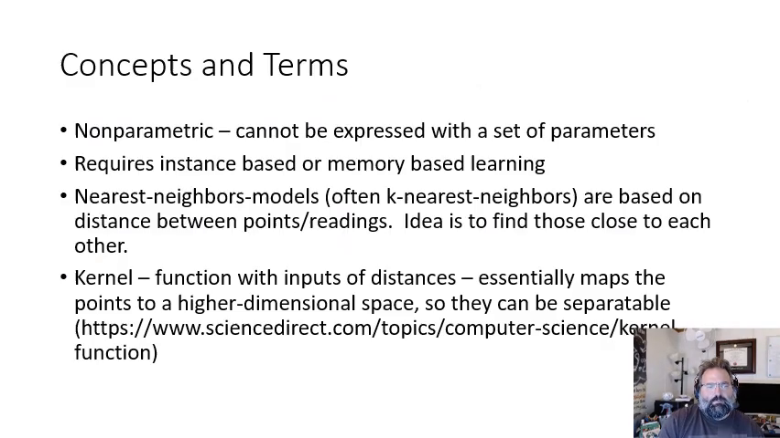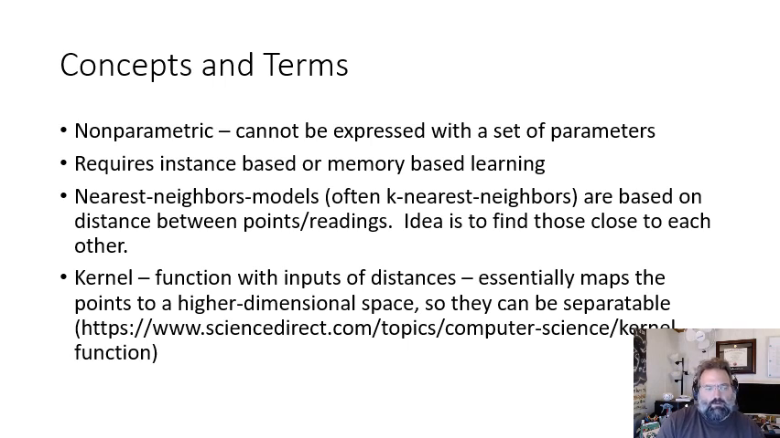Non-parametric models, all non-parametric means is basically that it's not a function that can be expressed with a set of parameters. Sometimes it's going to be something done through an additive sort of approach. Sometimes it may not really work that well. So in order to do this, it requires instance-based or memory-based learning to address this. Generally speaking, you're going to be talking about nearest neighbor models. So you'll hear something like K nearest neighbor. That's where that comes from.